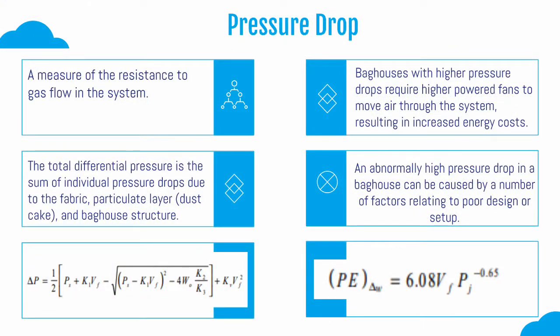Pressure drop was another relevant design equation used in our control project. Pressure drop is a measure of the resistance to gas flow in the system. Baghouses with higher pressure drops require higher power fans to move air through the system, resulting in an increased energy cost. The total differential pressure is the sum of individual pressure drops due to the fabric, the particulate layer, which is also known as the dust cake, and the baghouse structure. An abnormally high pressure drop in a baghouse can be caused by a number of factors relating to poor design or setup. And again, below you can see the relevant equations that we used to solve for pressure drop.